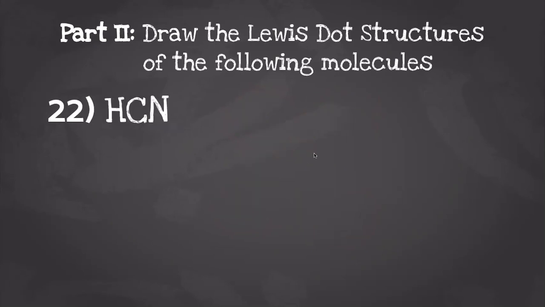Here we have hydrocyanic acid. Hydrogen is going to have 1 valence electron. Carbon is going to have 4 valence electrons. And nitrogen is going to have 5 valence electrons. What would be the best way to rearrange them? Well, I'm just going to use my carbon as my center.